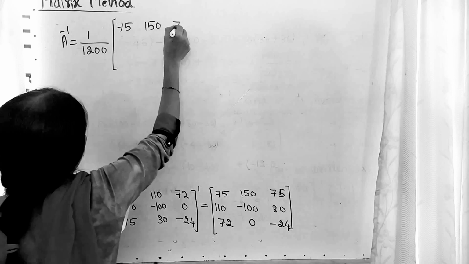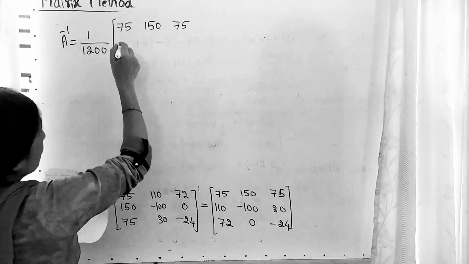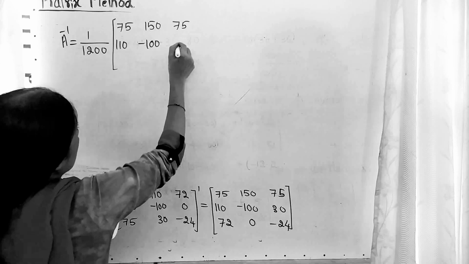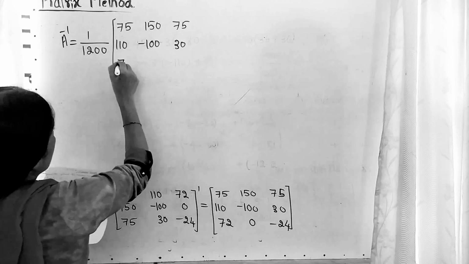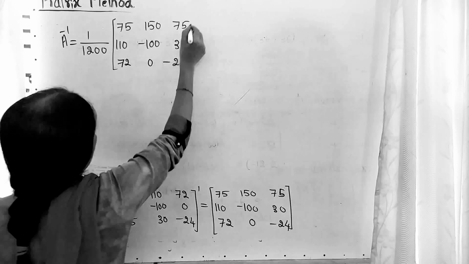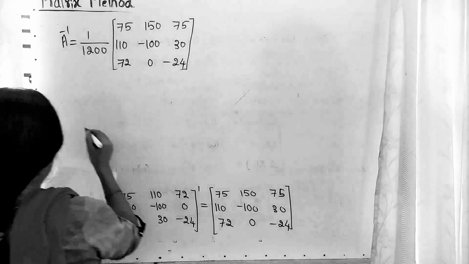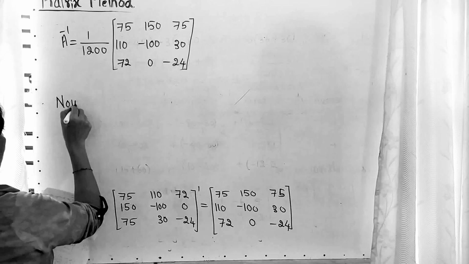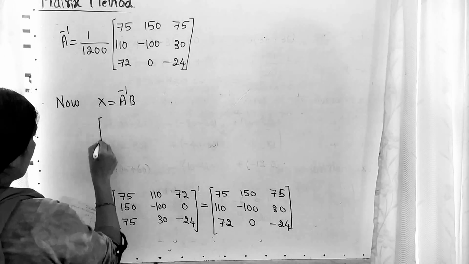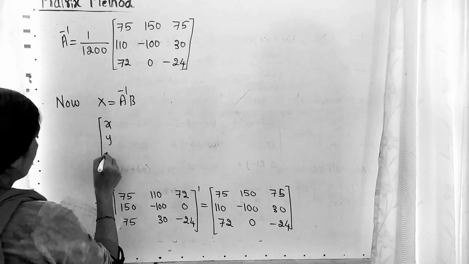75, 150, 75; 110, minus 100, 30; 72, 0, minus 24. Now, X is equal to A inverse into B. X is X, Y, Z.